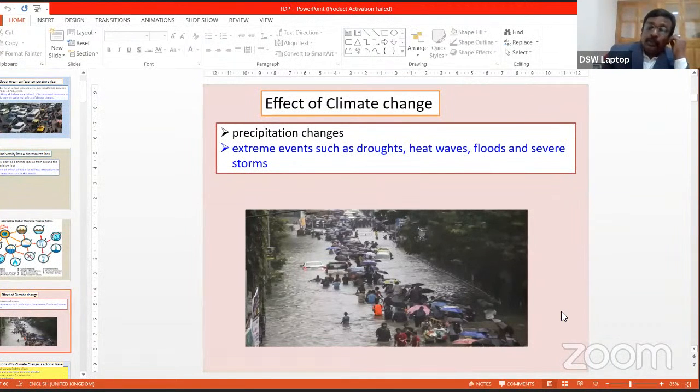As you know, as I told, because of global warming, we are now facing unexpected rain and shifts in the season. On one side we are facing extreme drought, on the other side severe flood. In between, we are also facing very severe heat waves. So we have to encounter all these adverse conditions because of global warming.